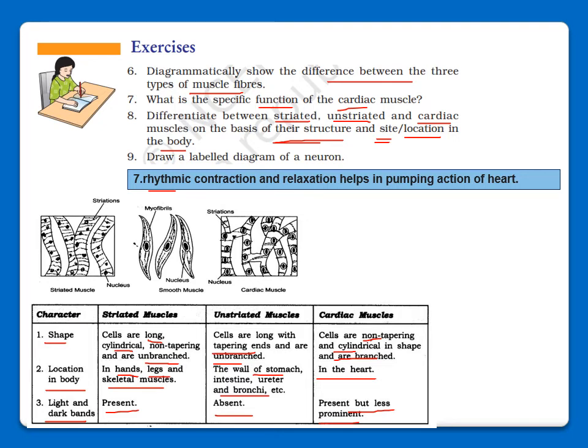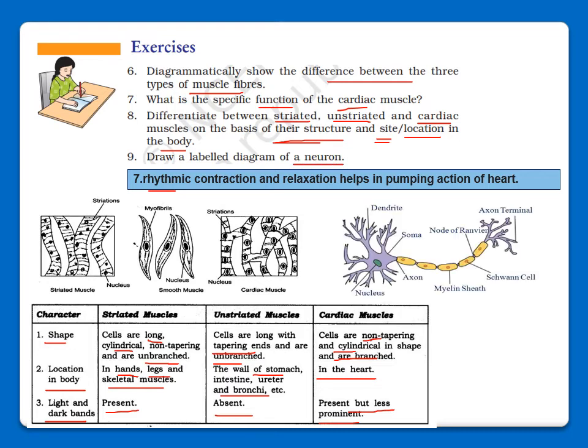Now the next question is: draw a labeled diagram of a neuron. Here you will find the labeled diagram of a neuron. You can draw it in your notebook and you can label it.